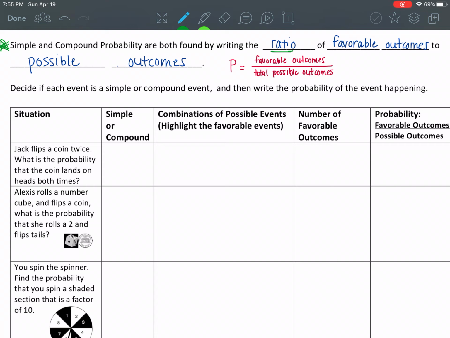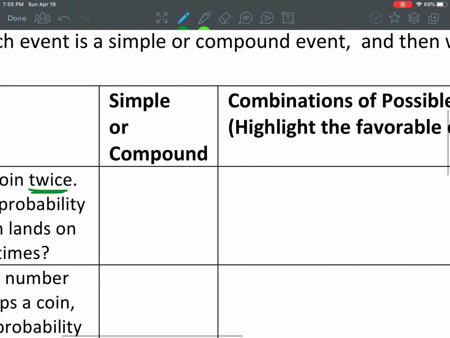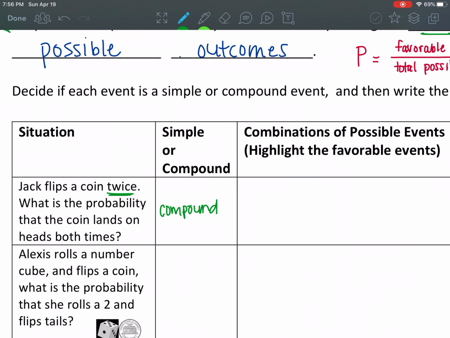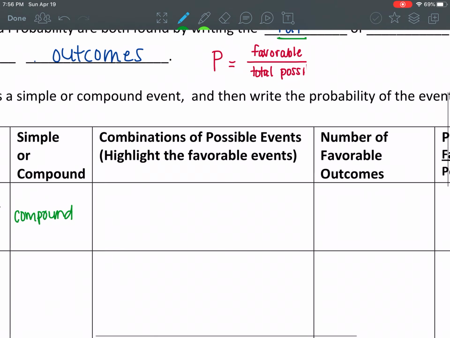Jack flips a coin twice. What is the probability that the coin lands on heads both times? So first, is there just one thing happening? If he's flipping the coin twice, well, the twice word is telling us that this is a compound event. So we have the probability of flipping the coin the first time, and then we also have the probability of the second flip. That takes into consideration of the whole probability, okay? So, combinations. We could create a tree diagram.